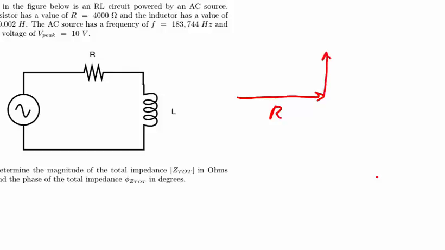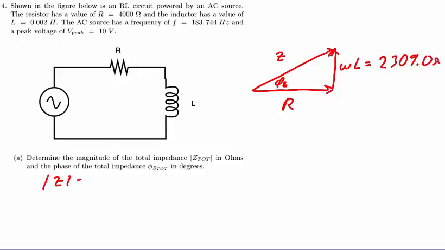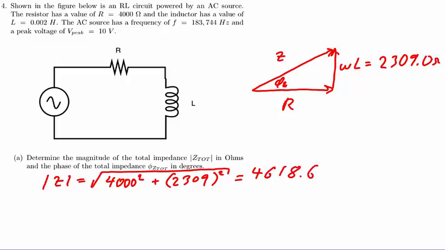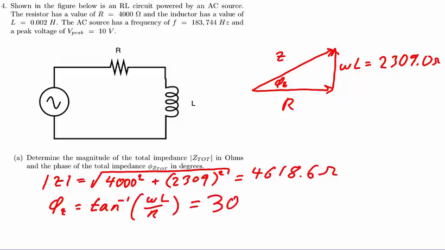We do so by making a vector diagram and recognize that the vector sum of the impedances of the resistor and the inductor gives us the total impedance of the circuit as well as the phase. We can take a moment to plug in 2 pi times the frequency times the inductance, and we'll get a total of 2,309.0 ohms. This means that the magnitude of the impedance of our circuit will turn out to be 4,618.6 ohms. Furthermore, the phase of the impedance will be the inverse tangent of the opposite over adjacent side, and plugging in the numbers, we get the very round result 30.0 degrees.